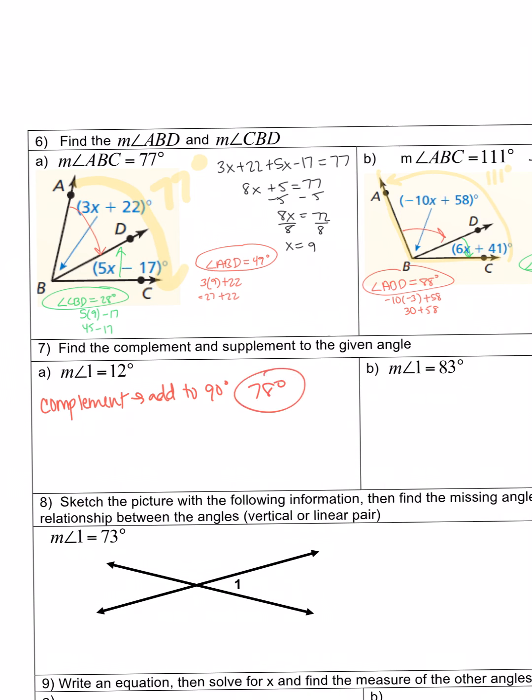Okay, the supplement is the other angle we need to make angle 1 and the other angle add to 180. So what plus the angle measure of angle 1 equals 180. 168.